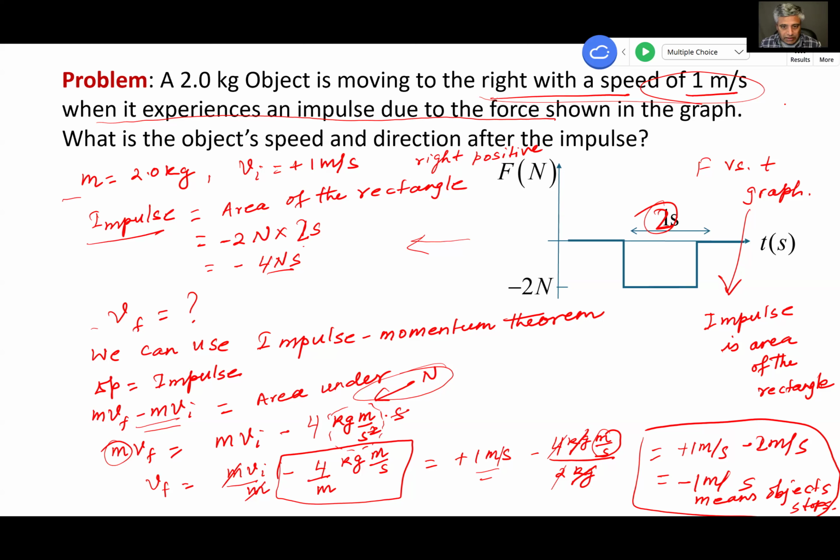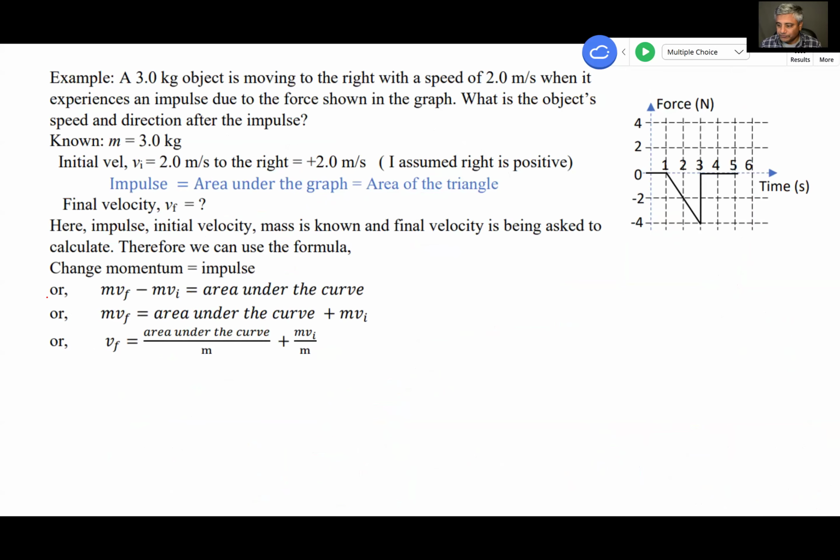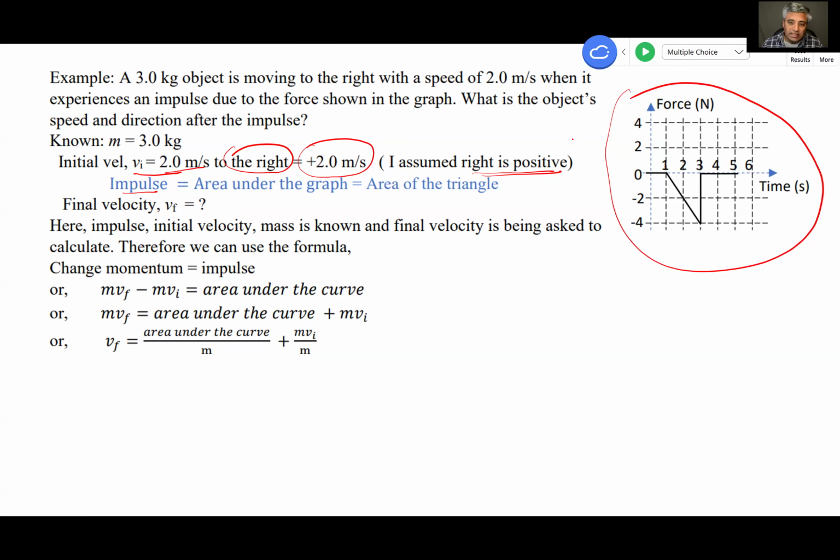So this was a rectangular pulse, and I have done a very similar problem with a triangular pulse in the note, and I'm showing you here as an example, and the process is exactly the same. So initial velocity in this case is 2 meter per second, and I'm writing that as a positive because I'm assuming right as positive. Okay, so here I wrote to the right, but we want to put that in an equation. In an equation, we need a positive or negative sign. Because of that, I assumed that as positive, and we know here this force is given in terms of a graph, force versus time graph. So that's why we are using this idea, just like we did in the previous case.